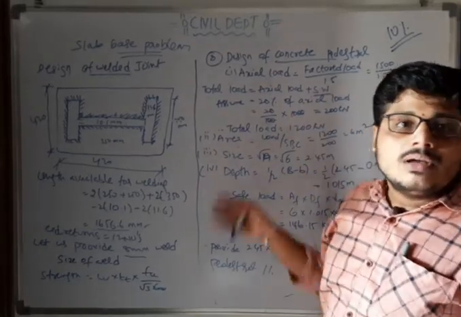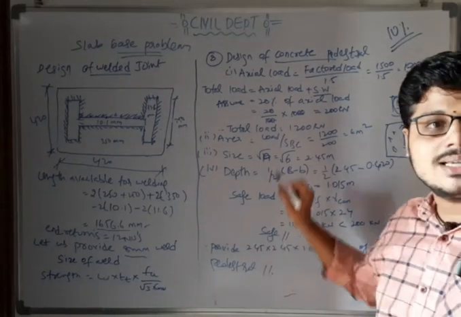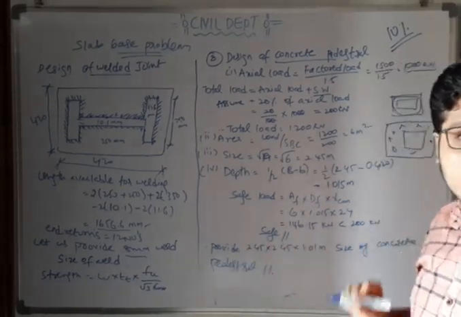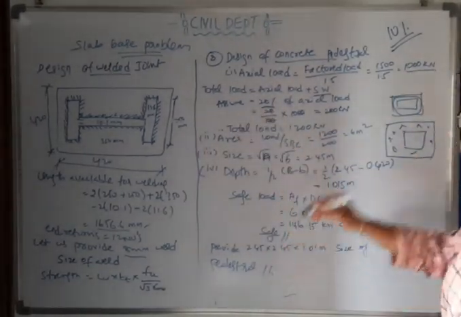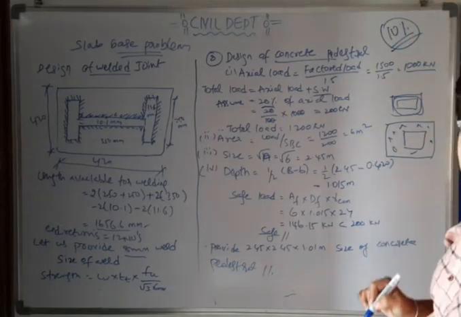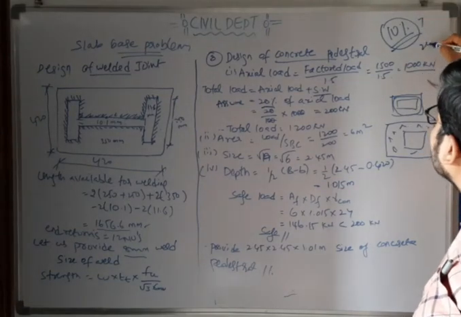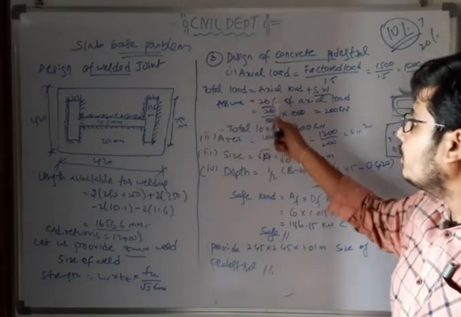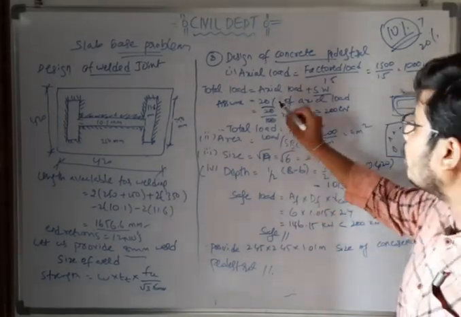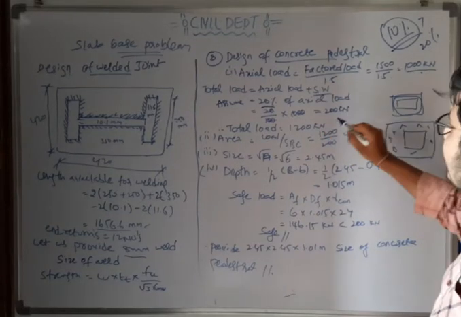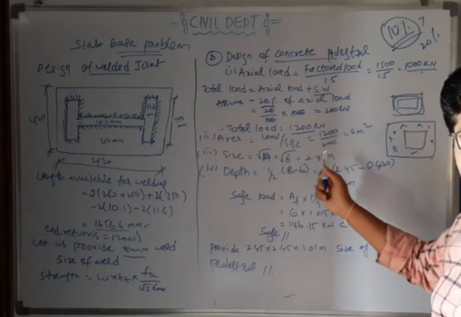But for this problem, if we assume 10%, the design will come out not safe. So I have directly assumed 20%. If you do the problem, do it first for 10%, and then redesign by increasing the value from 10% to 20%. So assume 20% of axial load, we get 200 kilonewtons. Therefore total load, axial load plus self weight, 1000 plus 200, is 1200 kilonewtons.